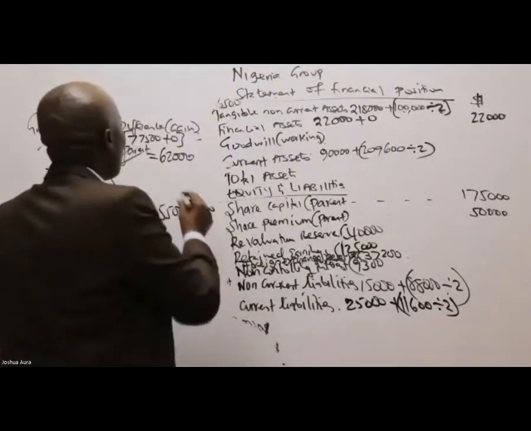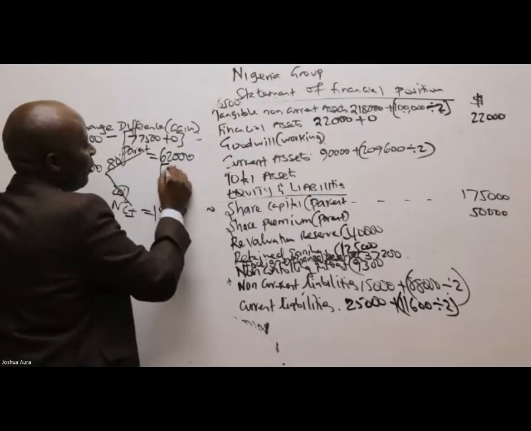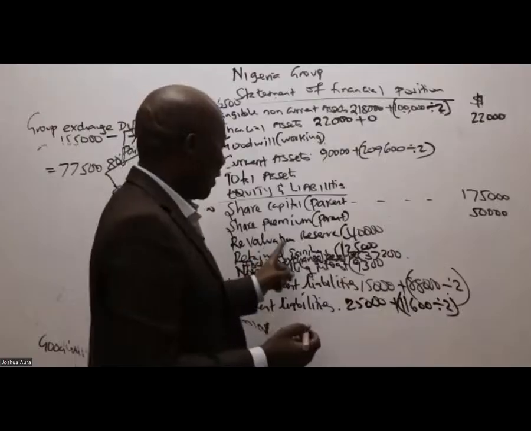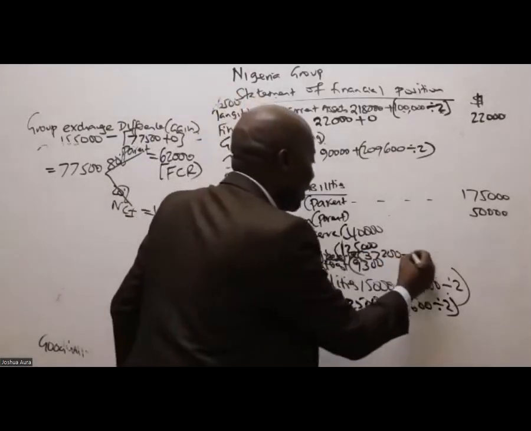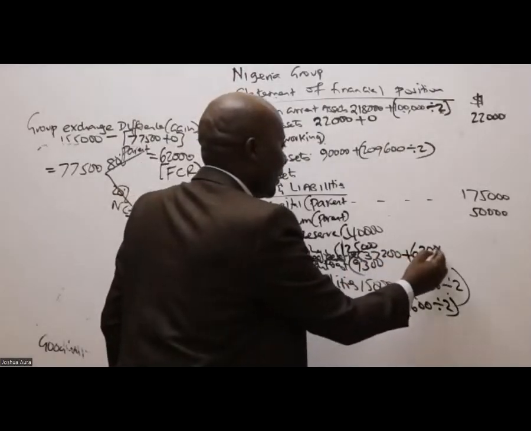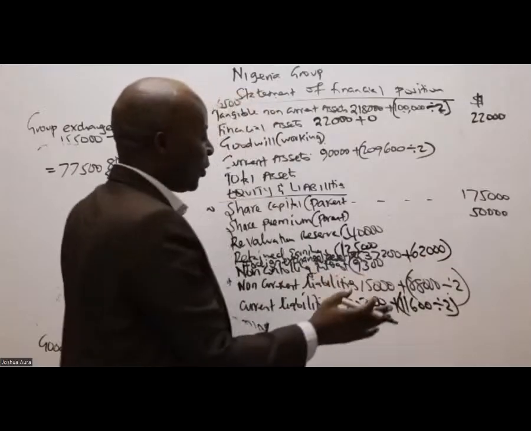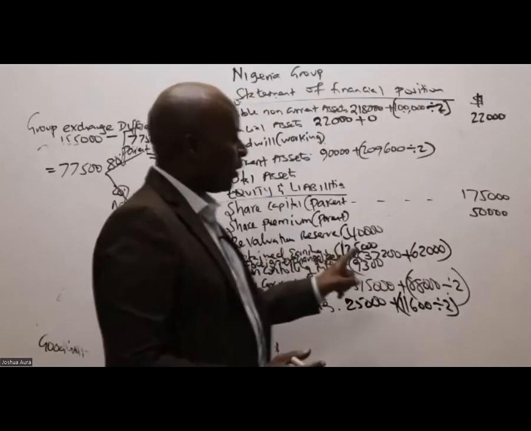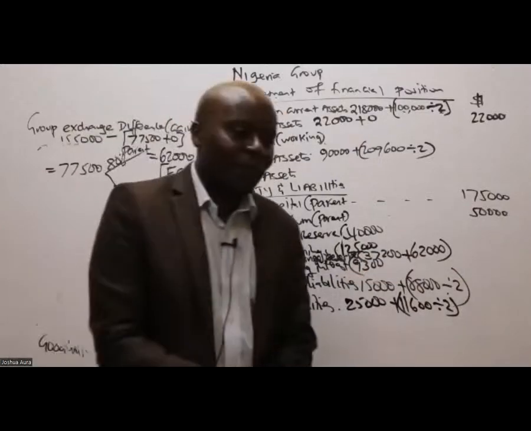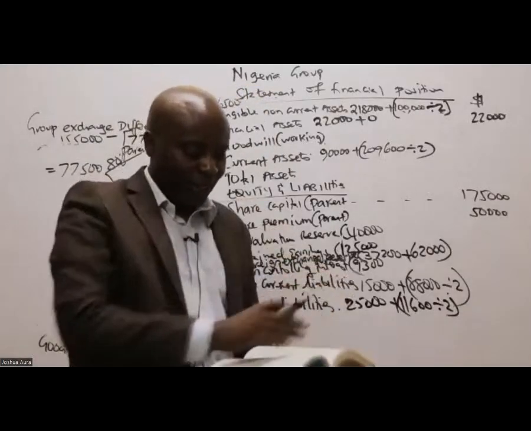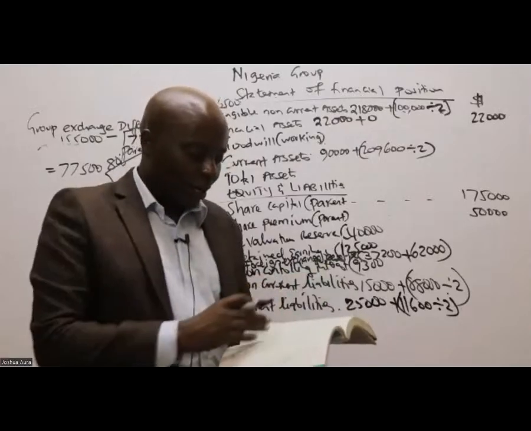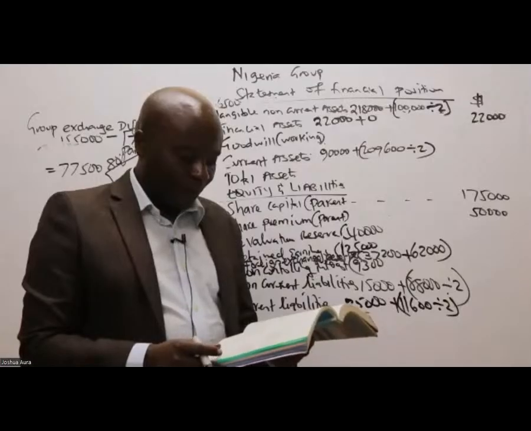I hope you've been able to write. It's normally called FCR, foreign currency reserve. So in your foreign currency reserve, add plus 62,000. And this is all for the foreign currency reserve. What is 37,200 plus 62,000? Under the foreign currency reserve, how much do we have there?